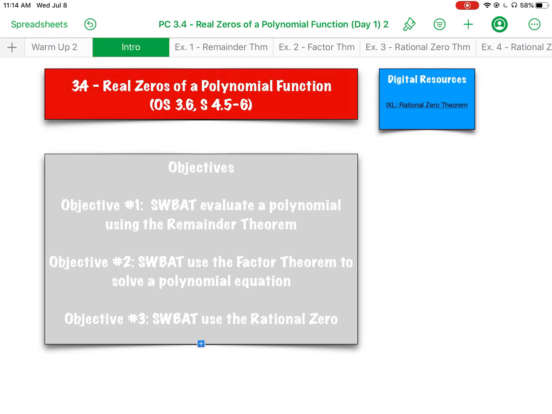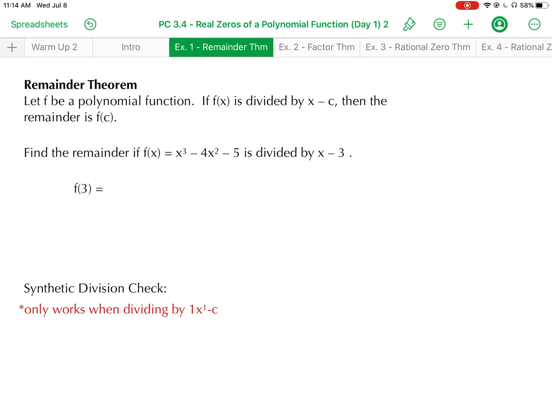All right, in this video, we're going to be looking at the remainder and factor theorems as they relate to a polynomial function. The remainder theorem requires us to be looking at a polynomial function f, and it says if the function f is being divided by a linear binomial of x minus c, then the remainder from that division process should be equivalent to f of c.